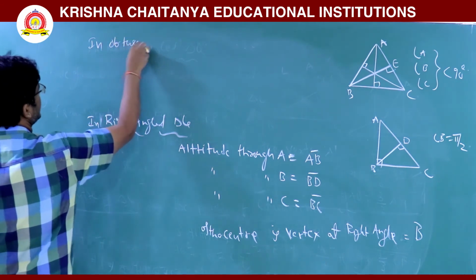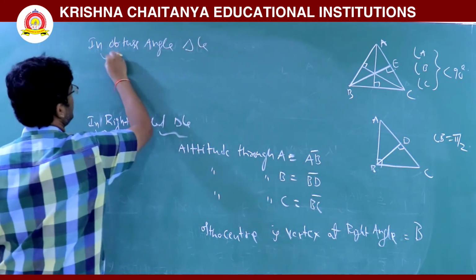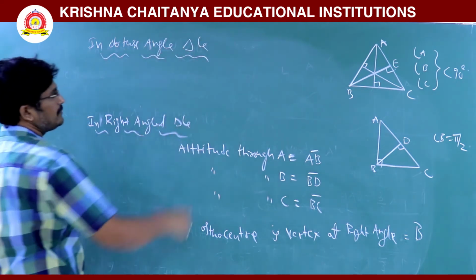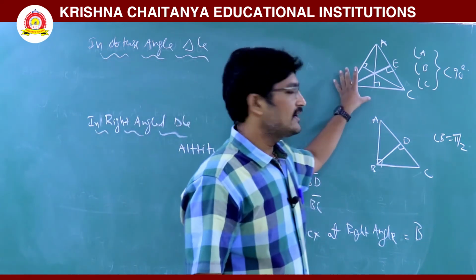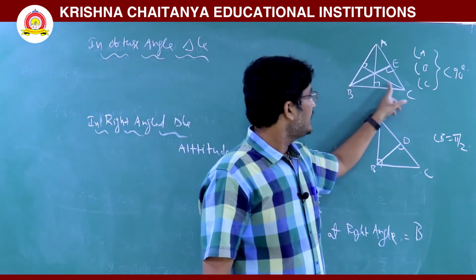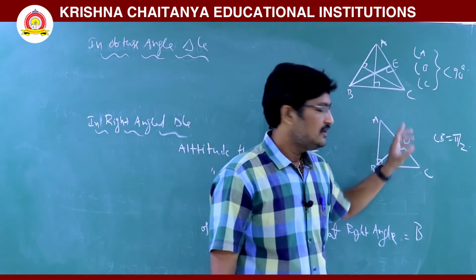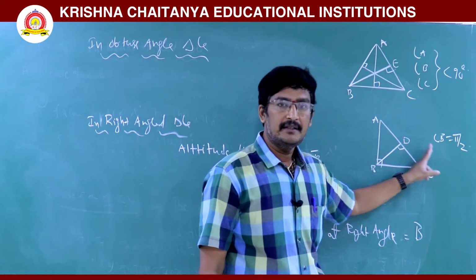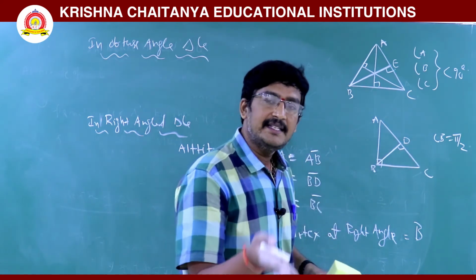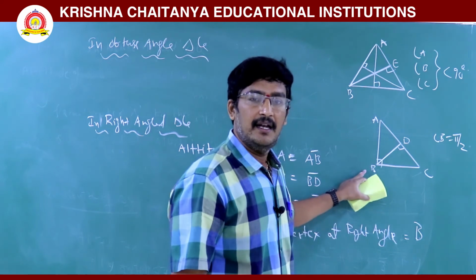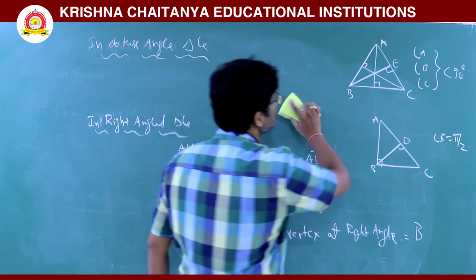What is meant by an obtuse angle triangle? What is meant by an acute angle triangle? Three angles less than 90 in the triangle is called an acute angle triangle. If one of the angles is 90, then it is a right angle triangle. In this way, if one of the angles in the triangle is greater than 90, then that is called an obtuse angle triangle.